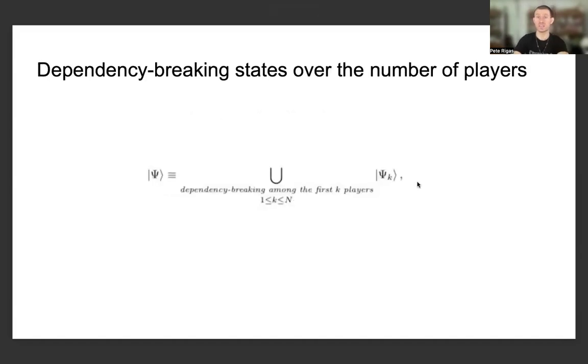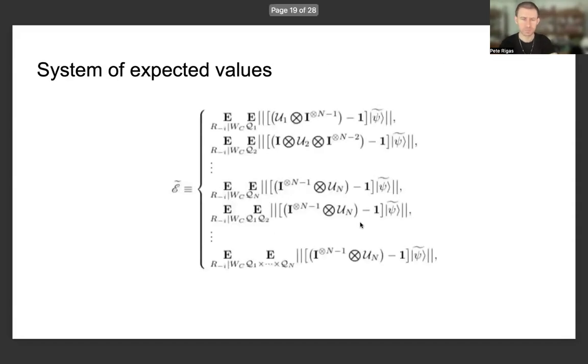And so the dependency breaking states over the number of players admits the following decomposition. Namely, we're looking at Kep Psi, which can be identically decomposed in terms of sets Kep Psi sub k, where we're looking at dependency breaking among the first k players, with the parameter k being an index in this union, varying between 1 and big N inclusive.